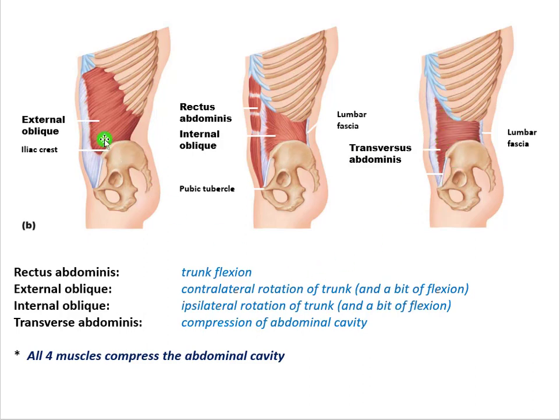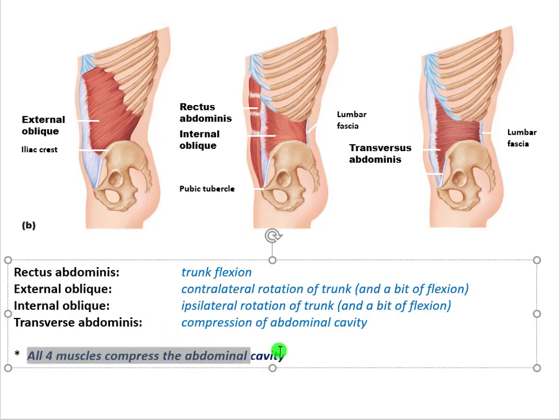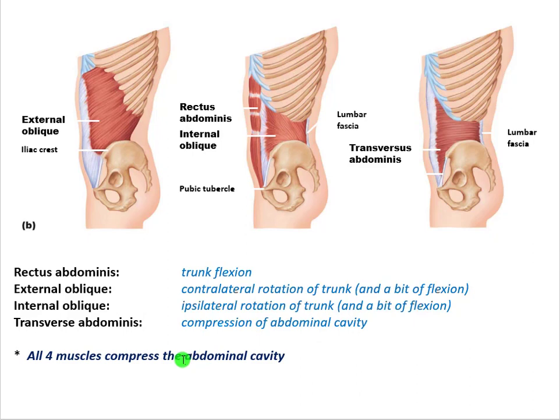Now, all 4 abdominal muscles actually work together. All 4 muscles work together to compress the abdominal cavity. And when you compress the abdominal cavity, you are stabilizing the core.